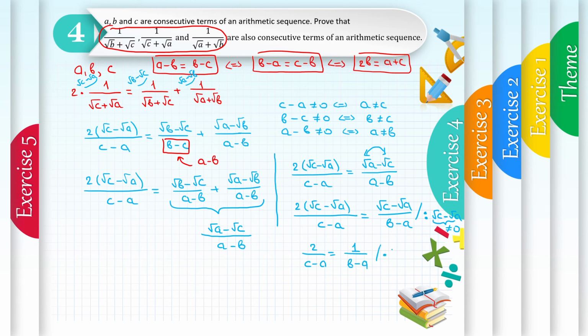If we multiply both sides by c minus a, b minus a, which for sure we know is different from 0, we have to prove that 2 multiplied by b minus a is equal to c minus a, or 2b minus 2a is equal to c minus a, or 2b is equal to c plus a. But this last expression is true because a, b, and c are consecutive terms of an arithmetic sequence, and we have that 2b is equal to a plus c.